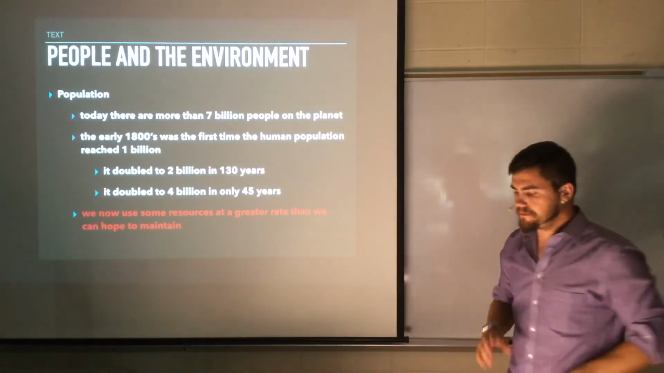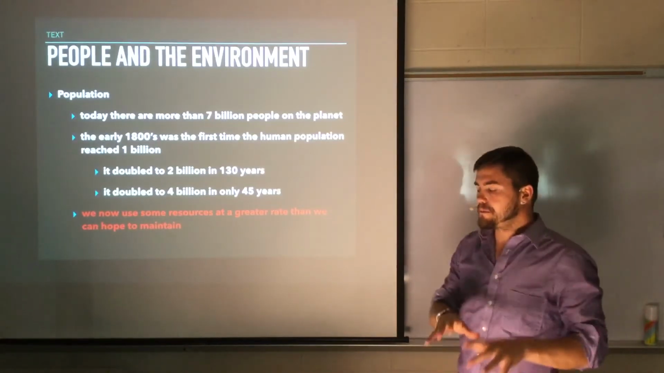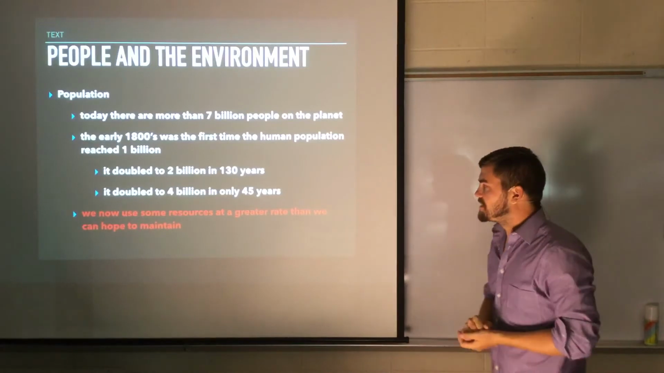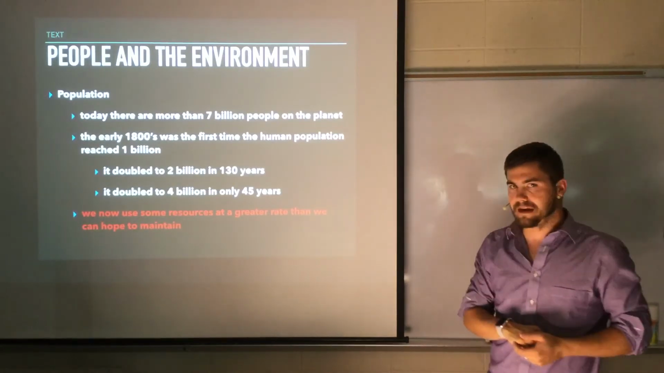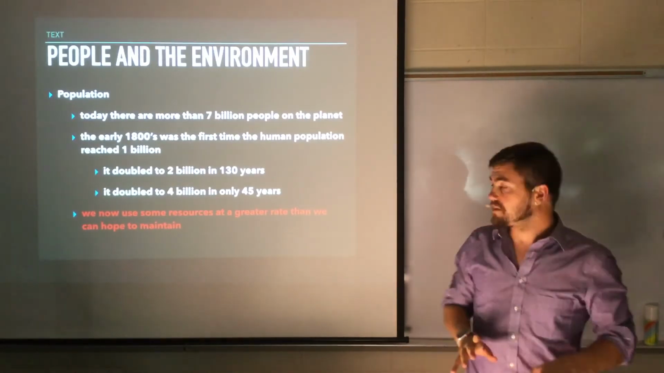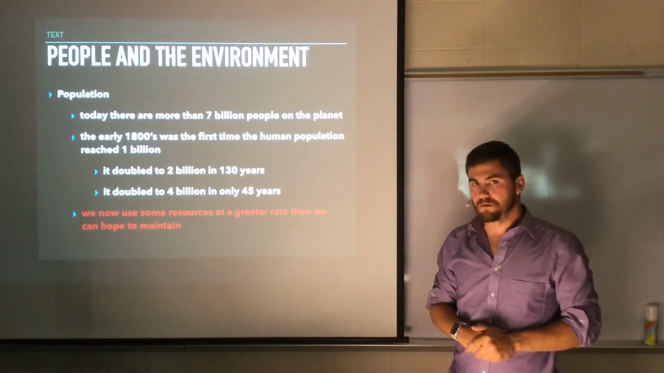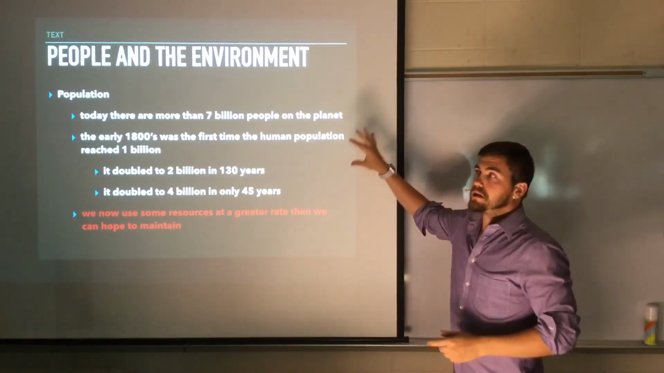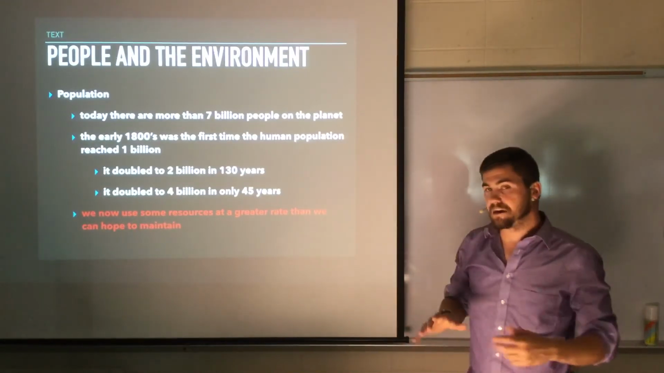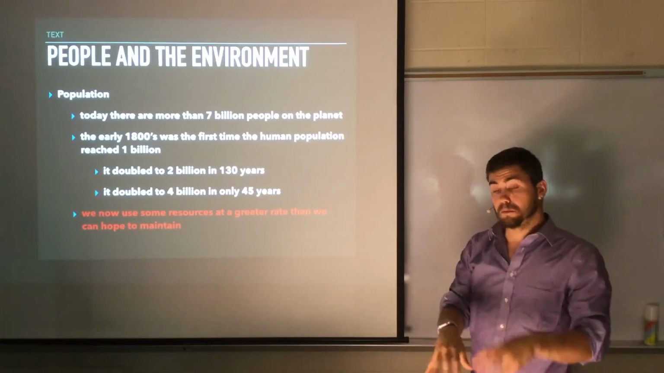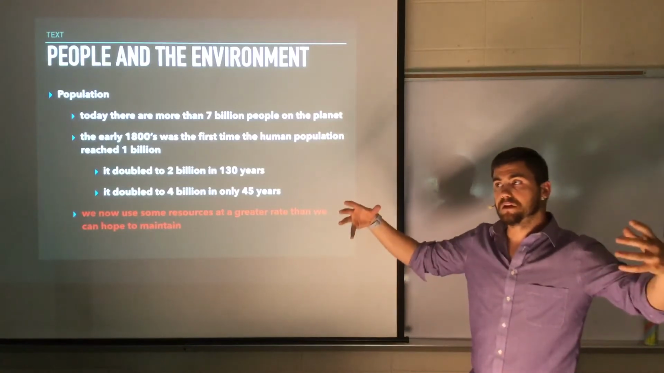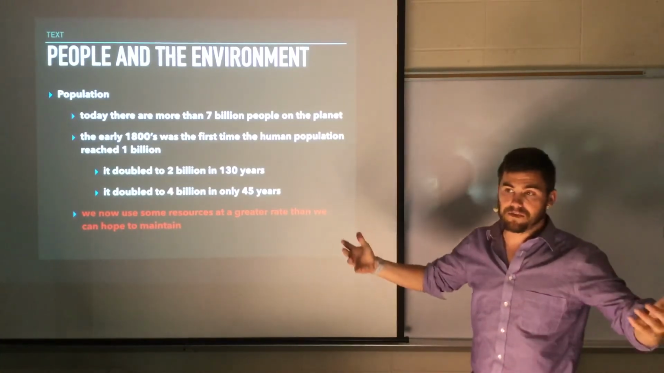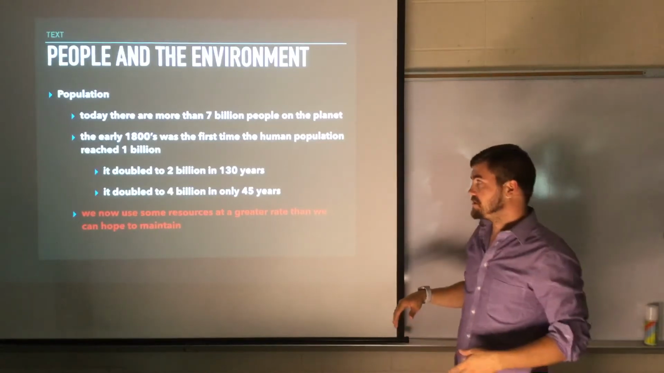So the problem might be that there are some resources that we use at a greater rate than we can hope to maintain. Not all, but some. One particular one would be groundwater. So in the United States, we looked at all that farmland. A huge portion of it is irrigated with water below the ground, and that helps farmers grow more crops to feed more people, and they make a decent living off that too.